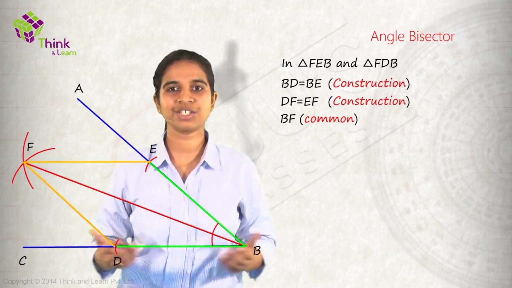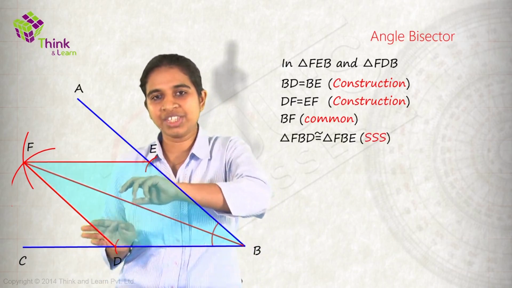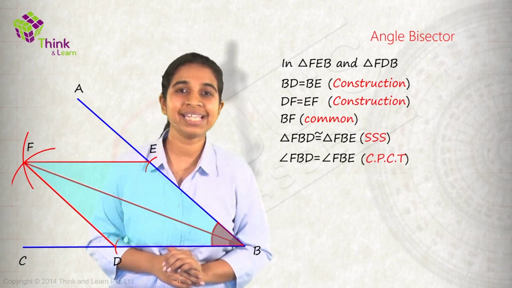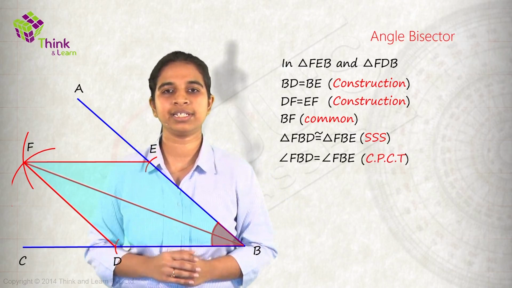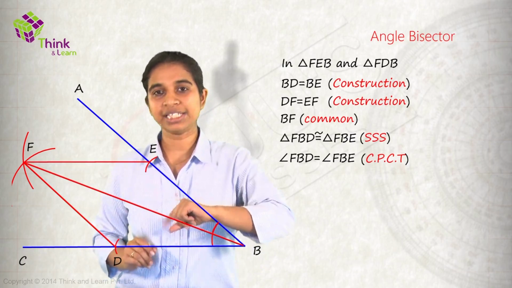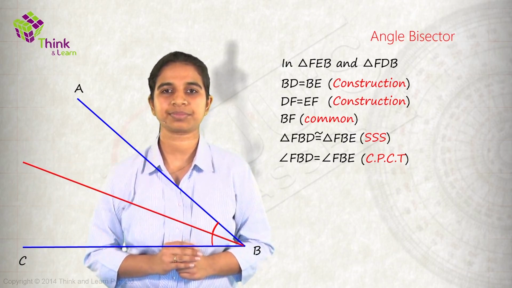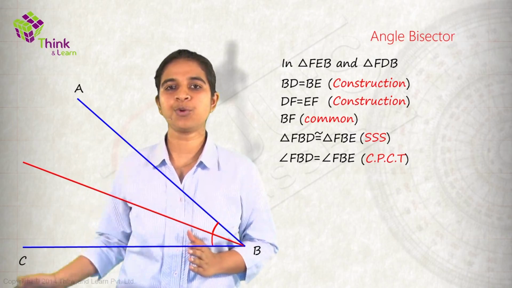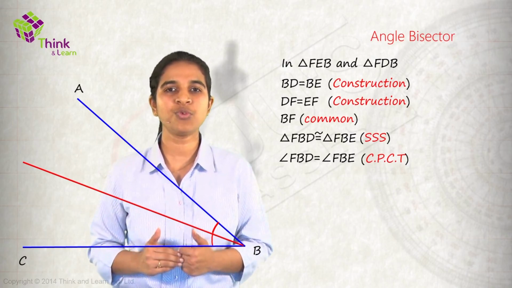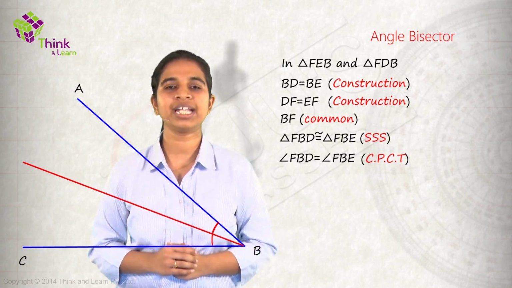So you got your SSS test. We said we'd always start with SSS. So these two triangles are congruent. If these two triangles are congruent, automatically these angles become congruent, right? Why? CPCT, corresponding parts of congruent triangles, which is why these two angles are equal, which is why your line BF here is the angle bisector. That's the way to simply prove it algebraically. It's nothing but a pair of congruent triangles. We proved the congruency using the SSS test, and that automatically gives you, by CPCT, the fact that these two angles are equal.